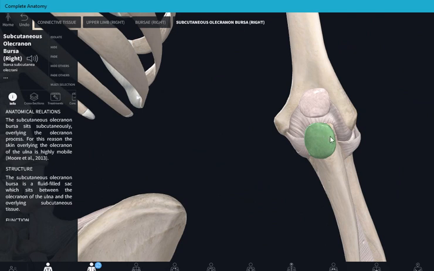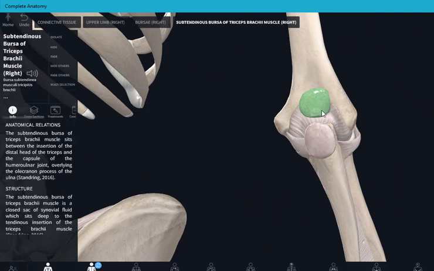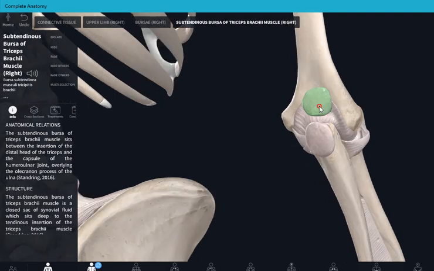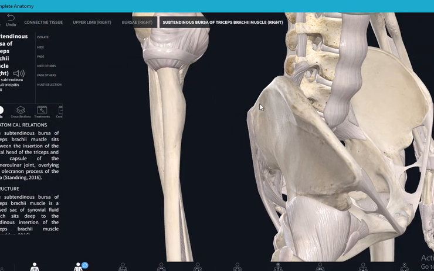The triceps should not have friction with the skin above. Now you have this other one, the subtendinous bursa of the triceps, so that it should not have friction with the bone below. So we have this.